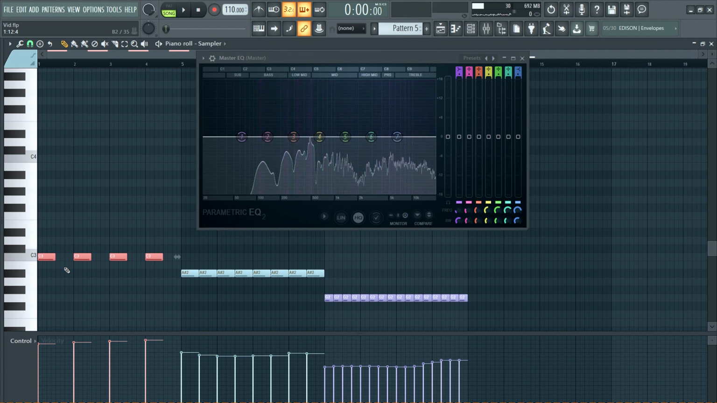If it was 4/8, it would mean that there are 4 beats per measure, but those 4 beats are eighth notes. So that would translate as 2 quarter notes, because a quarter note is twice the length of an eighth note.